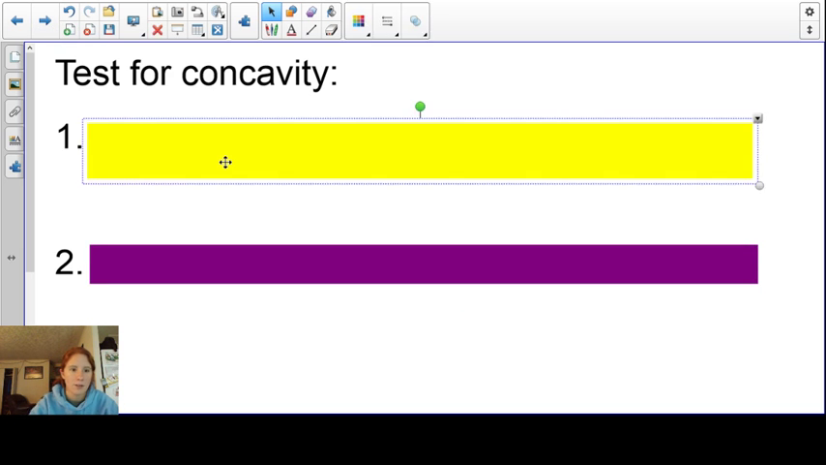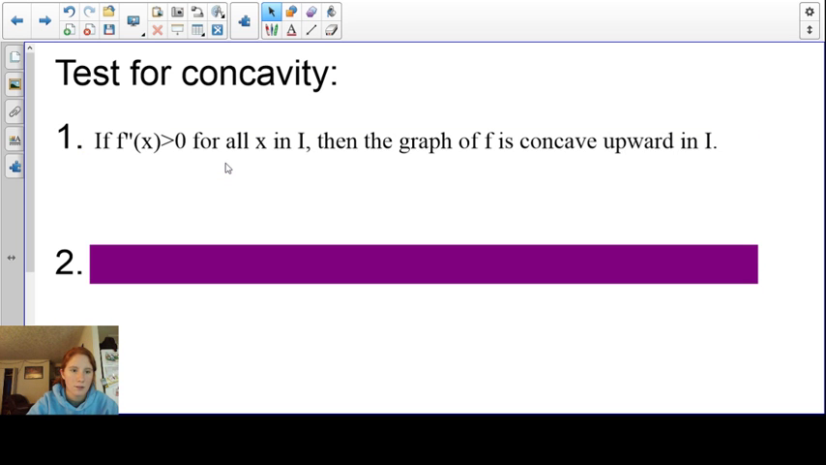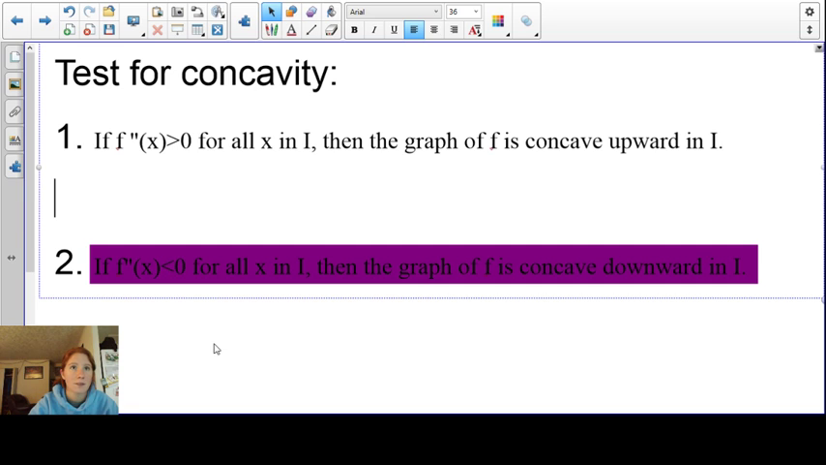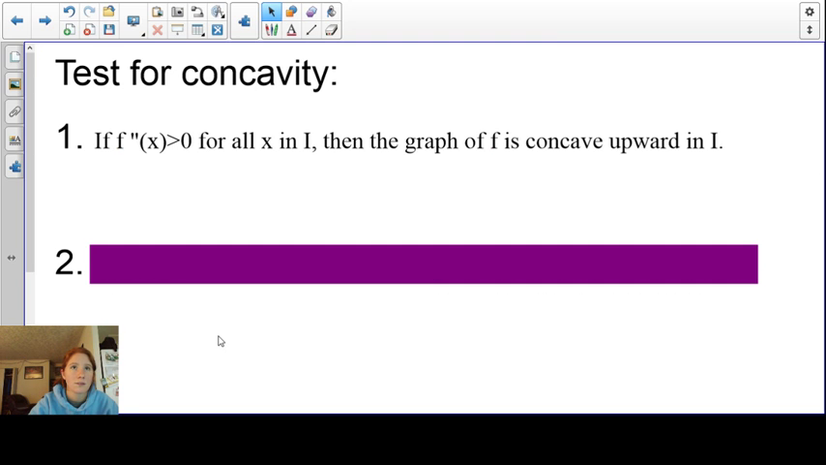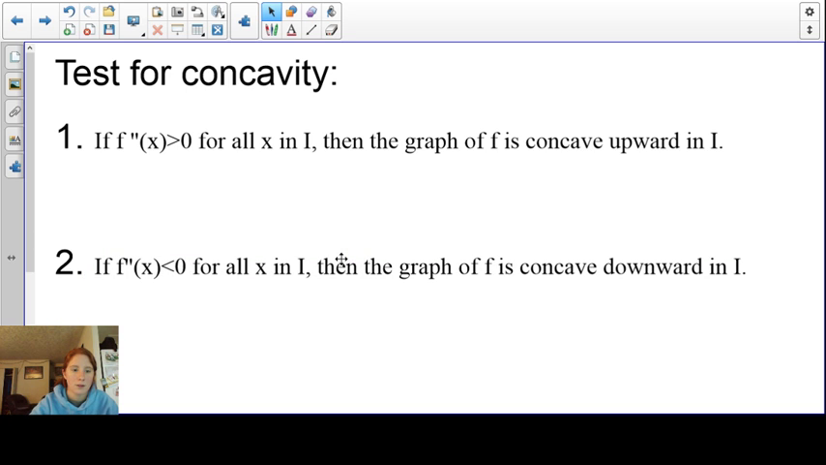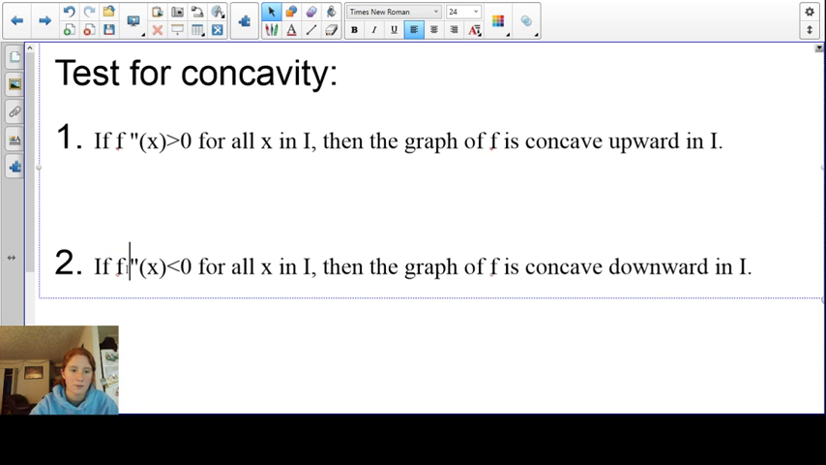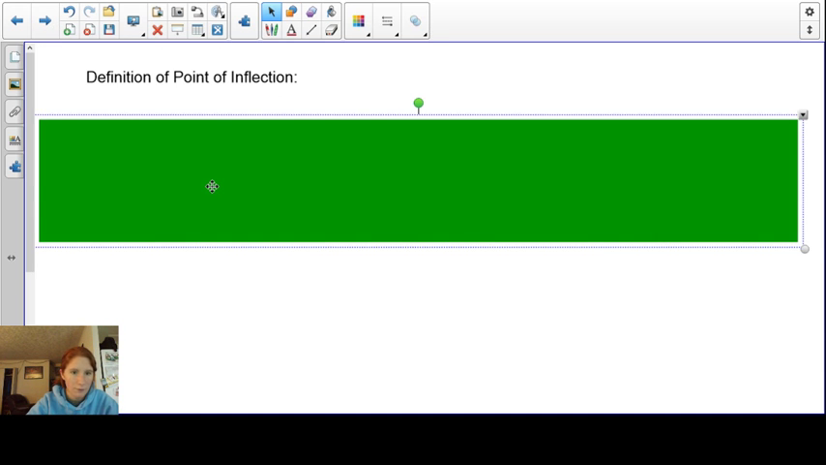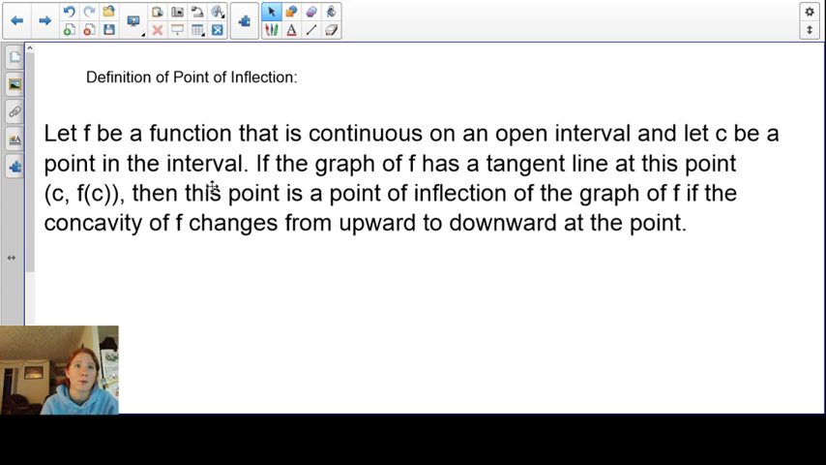test for concavity. So first things first. Now, notice that is f double prime of x. Same thing here. Go back. This is also f double prime of x. So that means that we are taking the what derivative? That's our second derivative. Okay, keeping that in mind, write down that definition.